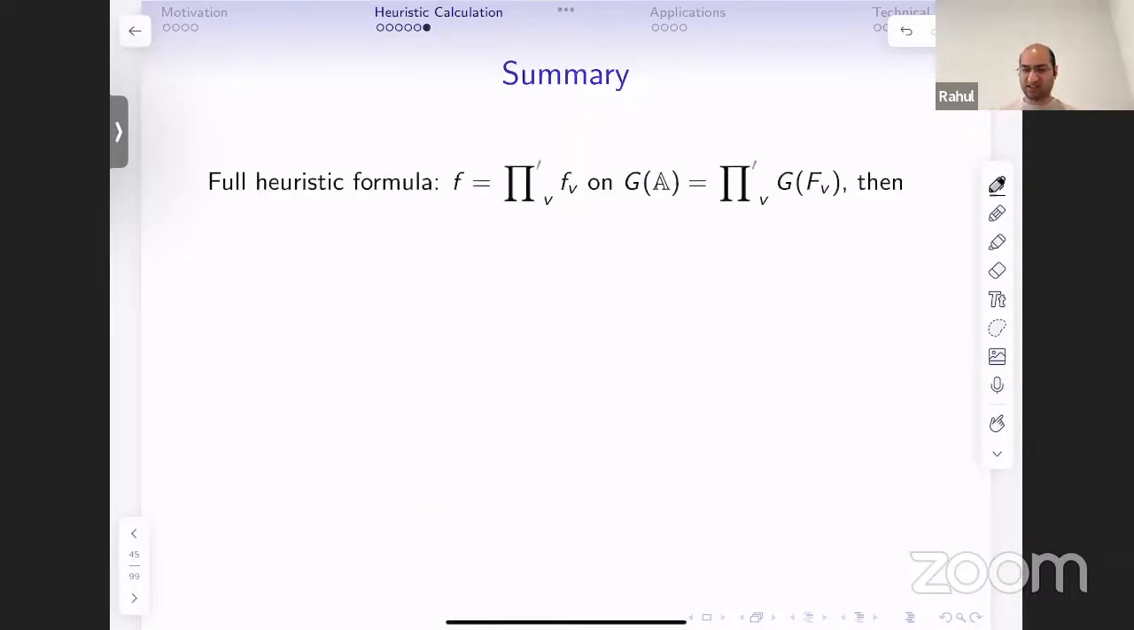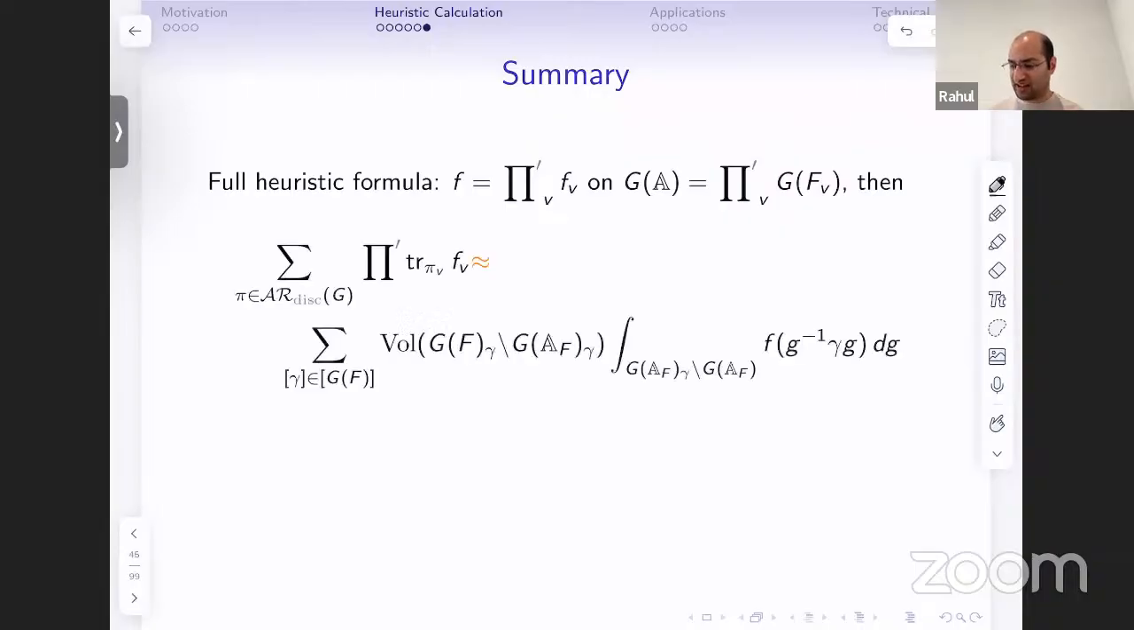So let's discuss this in a little detail just as a summary. So the full heuristic formula, and now we're just going to use the full notation with G of the adeles and G of F. We have some f that factors as a product of f_v, and we get that the sum of traces is equal to this thing called the geometric side.